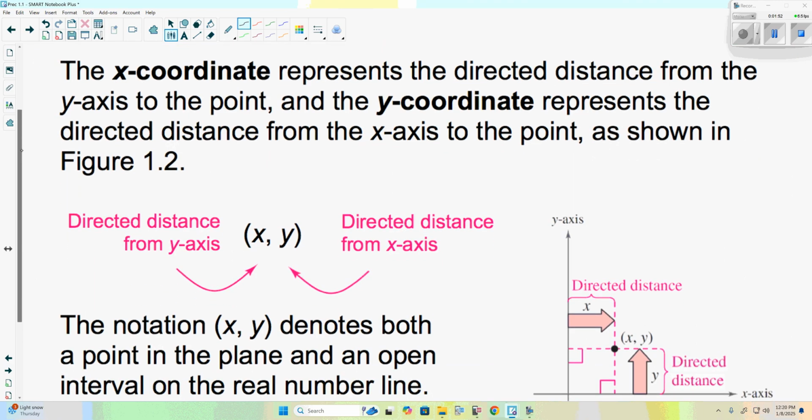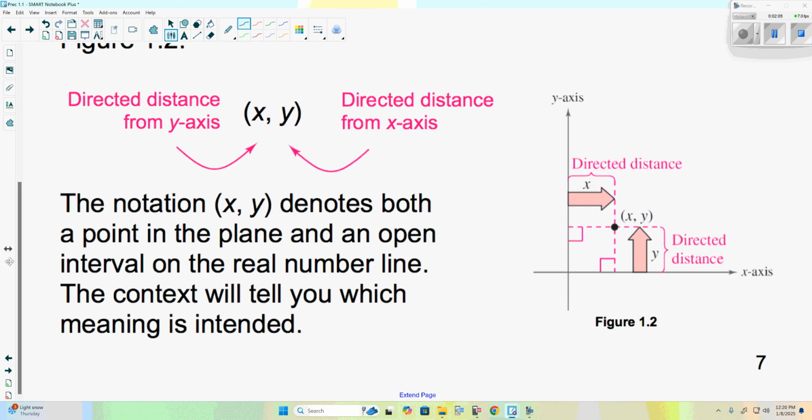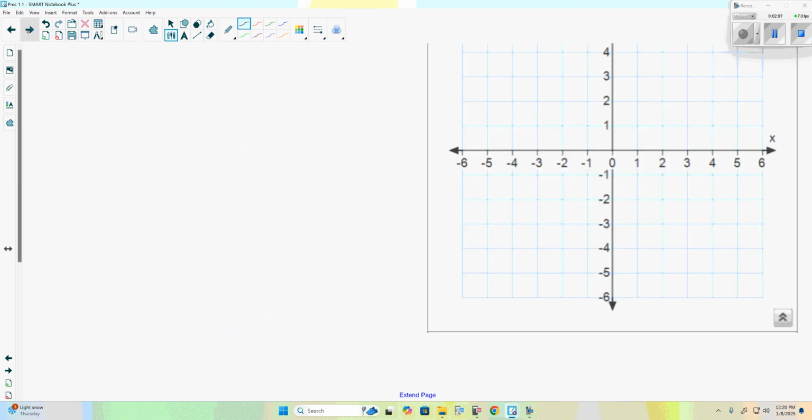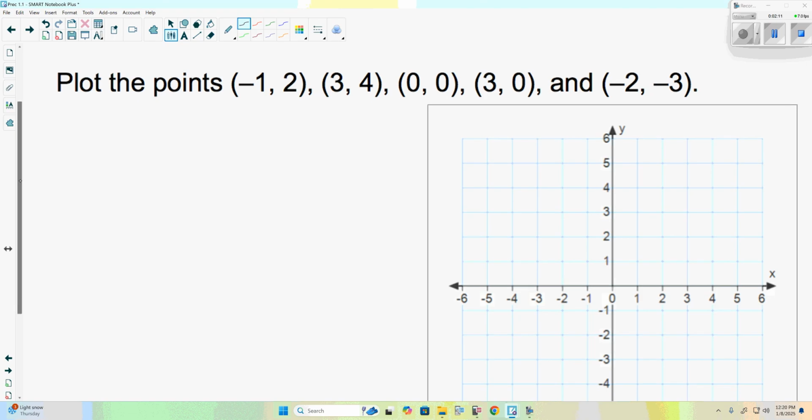The x-coordinate goes first. It tells us the distance away from the y-axis. And the y-coordinate represents the directed distance away from the x-axis. And we give it as an ordered pair, x, y. Our first example is we're going to plot these points.